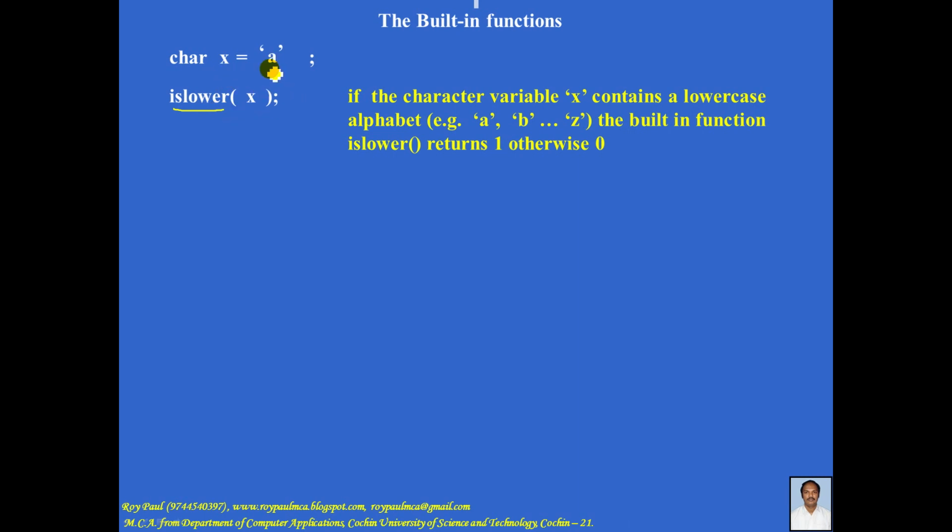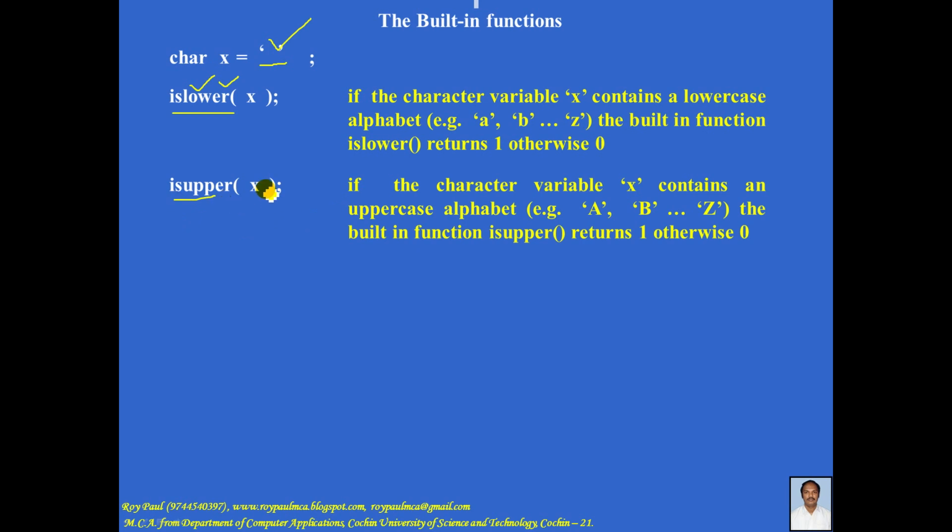Suppose x contains small a. What answer does this function return? Small a is a lowercase alphabet, success. So this one returns 1. Suppose x contains 0. Character constant 0 is not a lowercase alphabet, so the function returns 0. Similarly, if it is @, the function returns 0. If it is character constant space, the function returns 0.